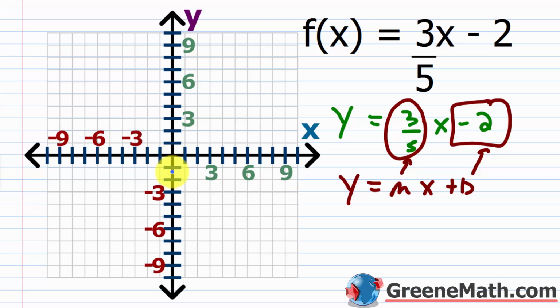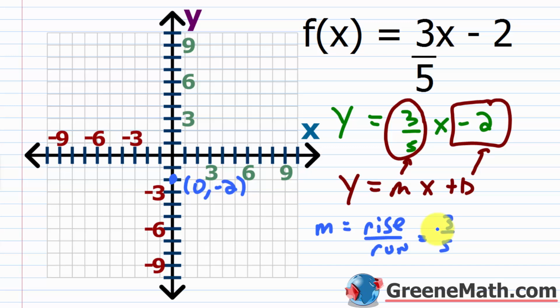So from the origin, I'm just going to drop down 2. So that's going to be right there. That's my 0 comma negative 2. And I'm going to use my slope to get additional points. So slope is rise over run. Okay, so if this is 3/5, what this means is that my rise is telling me how much I move vertically to get to the next point. My run is telling me how much I move horizontally to get to the next point.